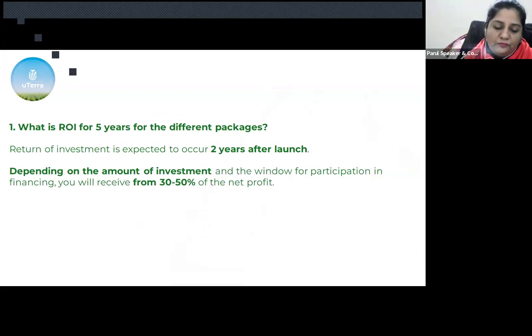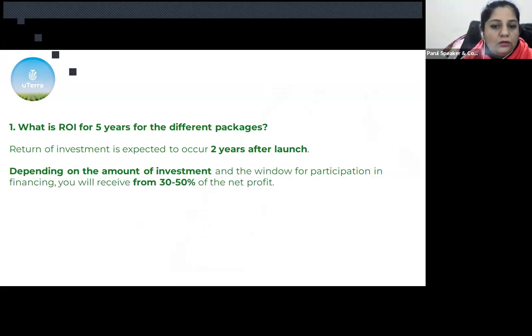Then these are the few FAQs I mentioned earlier. The first question is: what is the ROI, the return on investment, for 5 years for the different packages? Return on investment is expected to occur 2 years after launch. Once the product is launched, your ROI will start coming to you, depending on the amount of the investment. Kindly make a note of that and give it your attention.